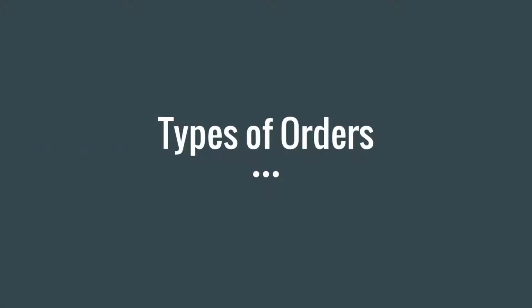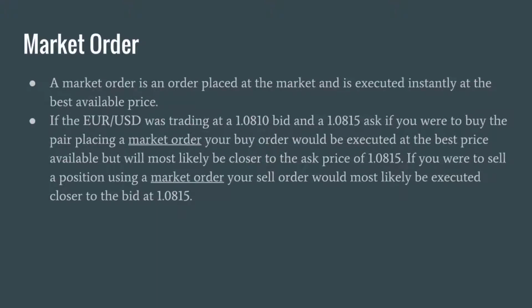Alright, so in this lesson we're going to go ahead and cover types of orders, and there are many different order types which I will go ahead and cover in this lesson. So the first order type, and certainly the most straightforward, is a market order. A market order is an order placed at the market and is executed instantly at the best available price.